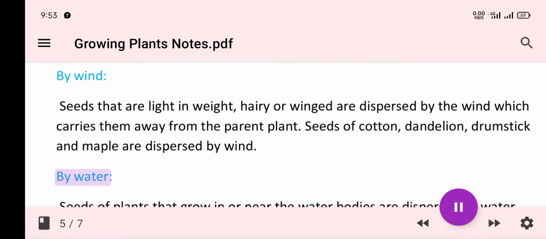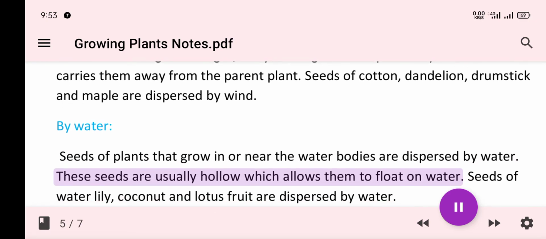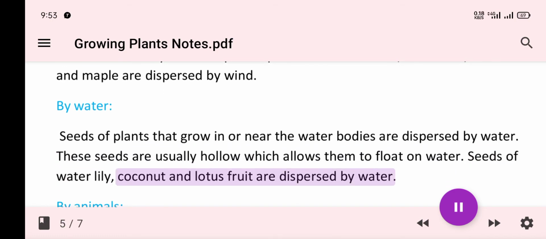By water. Seeds of plants that grow in or near the water bodies are dispersed by water. These seeds are usually hollow, which allows them to float on water. Seeds of water lily, coconut, and lotus fruit are dispersed by water.